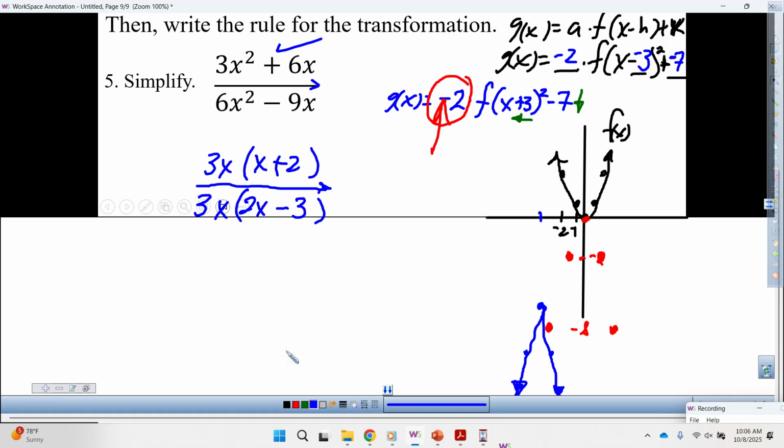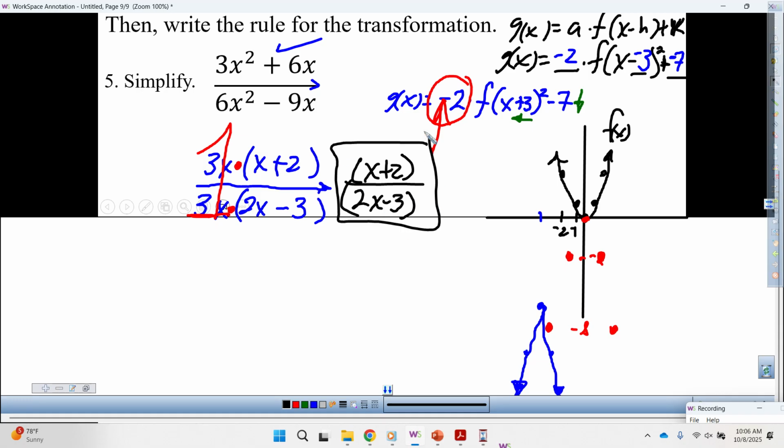Last but not least, do you guys see a giant 1? Yes, Mr. Q, because 3x is multiplying there and multiplying there. So my giant 1 is the 3x. We get rid of it. So what do we have left? We have left x plus 2 over 2x minus 3. And that is simplified.